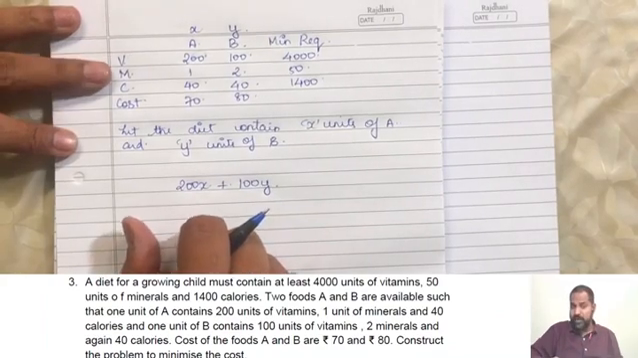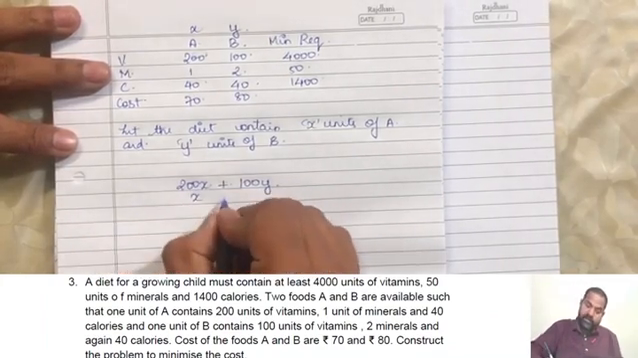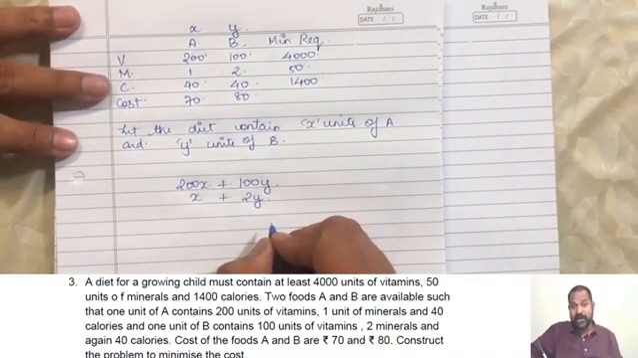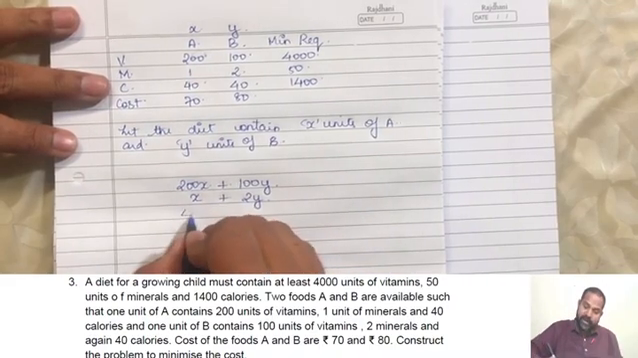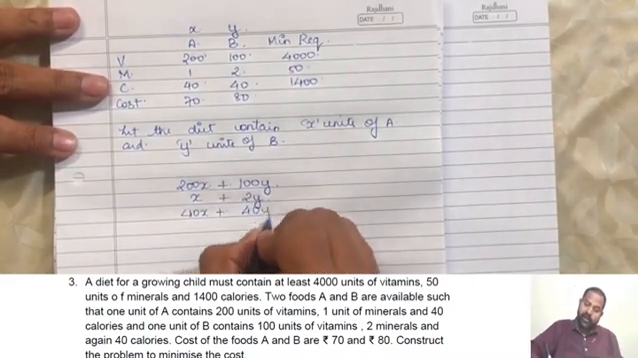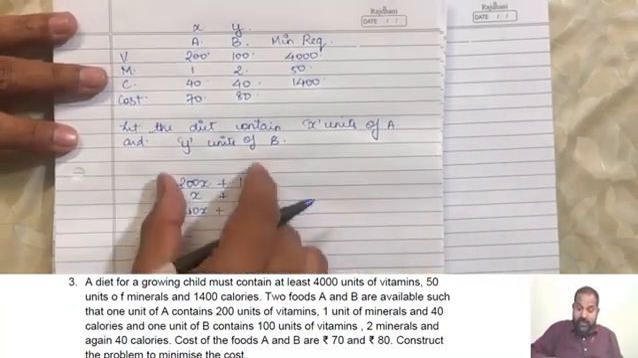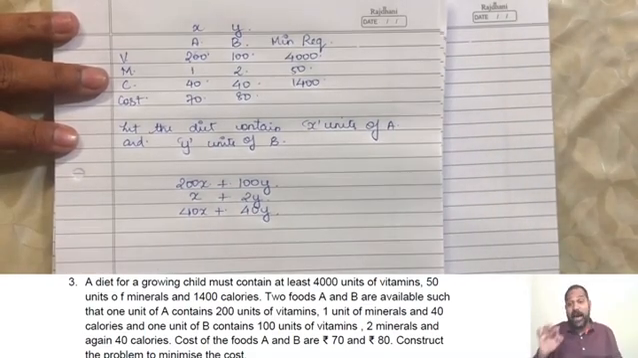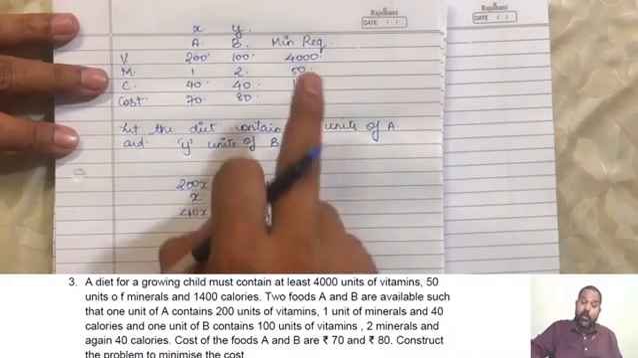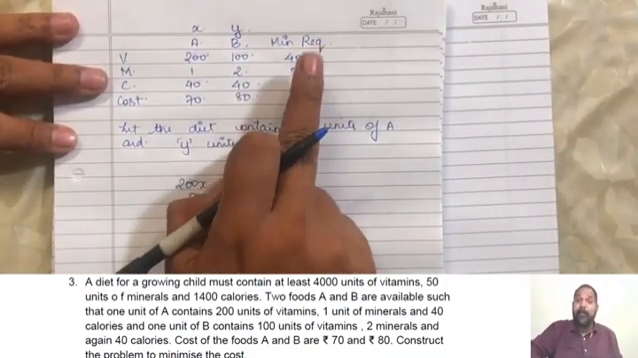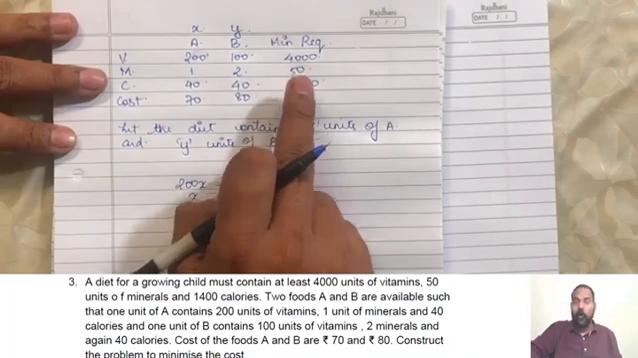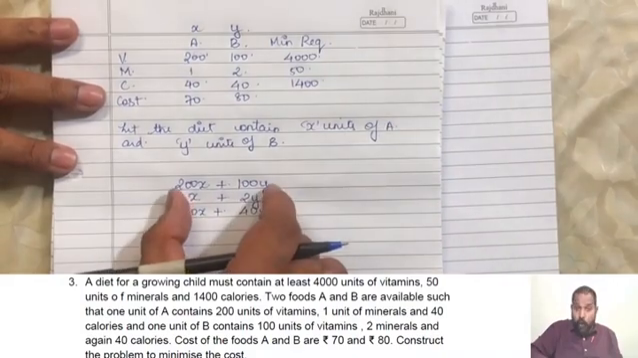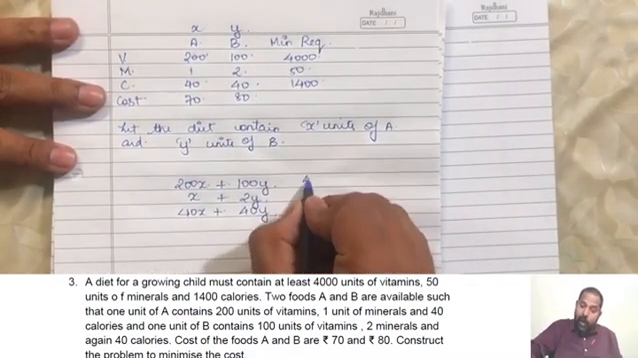What will be the total minerals I will be feeding the kid? 1 into x, which is x, 2 into y, which is 2y. What is the total calories that I will be feeding the child? The total calories is 40x plus 40y. But this is what I will be giving. What is their limitation? Their limitation is on the lower end. They are saying you have to give them a minimum of 4,000, a minimum of 50 minerals, a minimum of 1400 calories. So this total should be a minimum of 4,000.